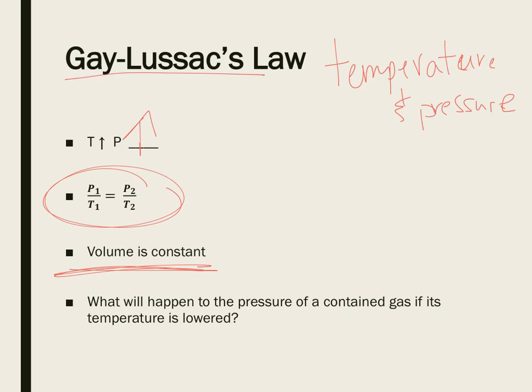So what would happen to the pressure of a contained gas if its temperature is lowered? Well, if the temperature goes down, the molecules will move slower. If they move slower, then there will be fewer collisions. So the pressure will decrease.